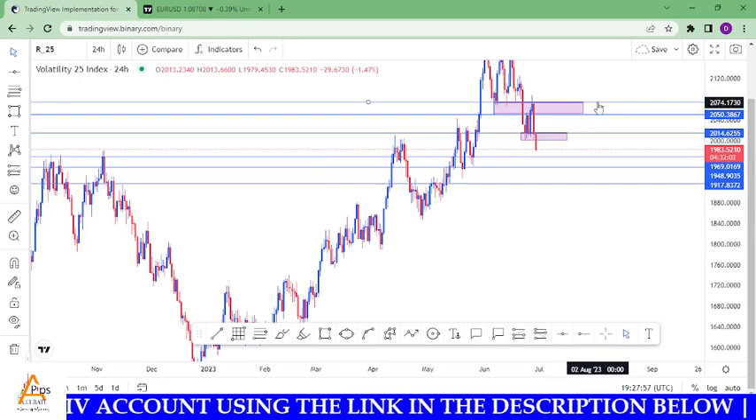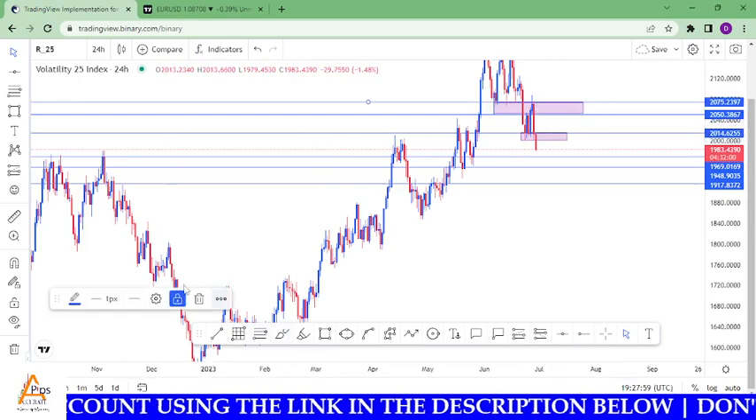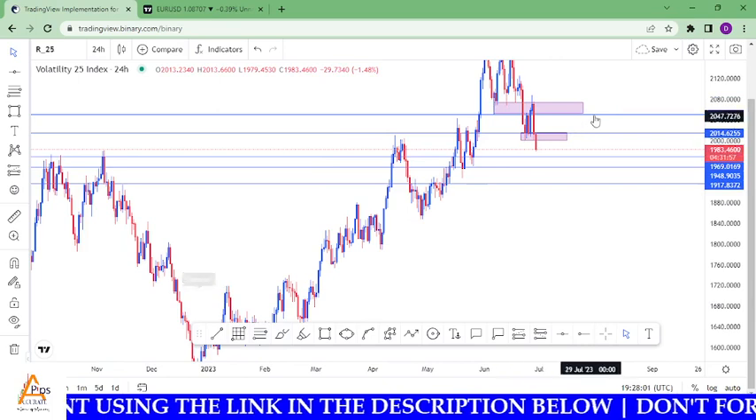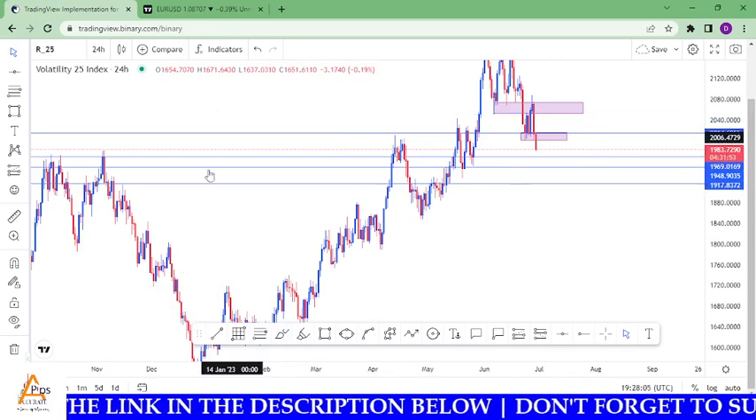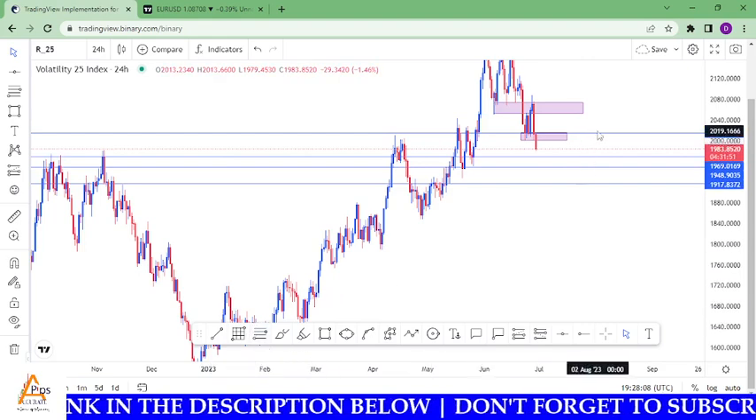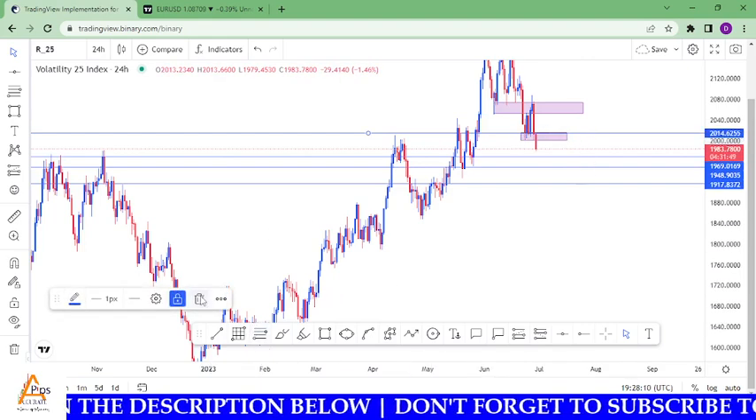All right, so once you are done, you can remove your horizontal lines. You don't need them anymore, so that your chart will not be too nasty. Right, they are done with their job. You just delete them off.